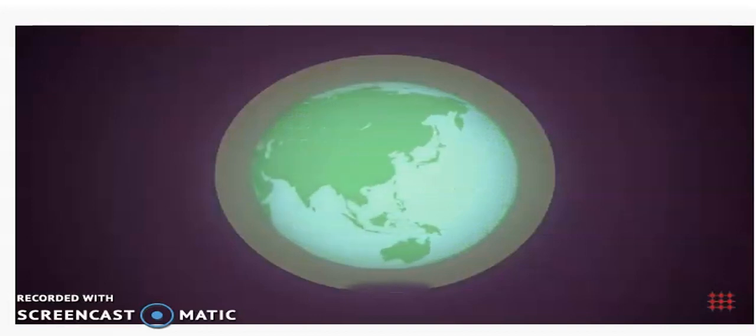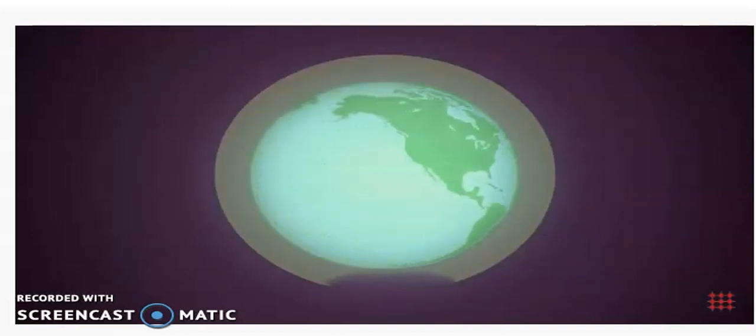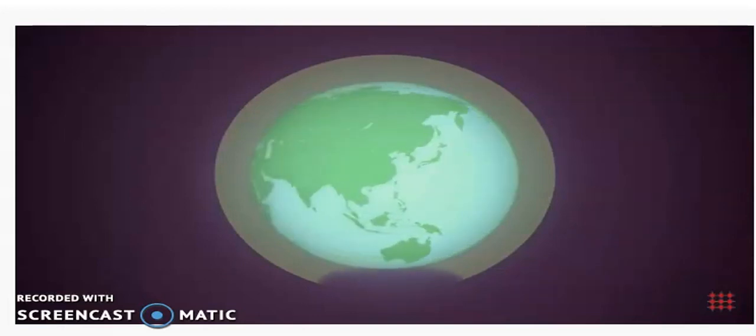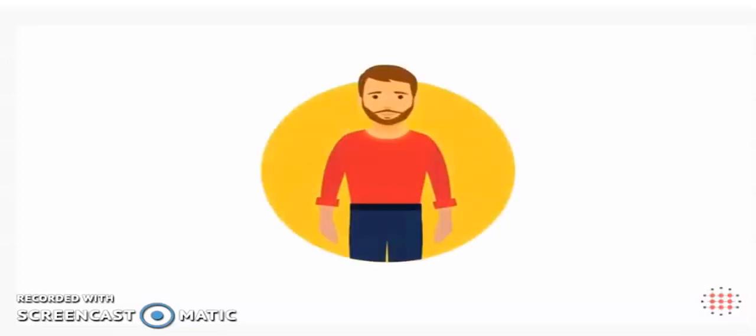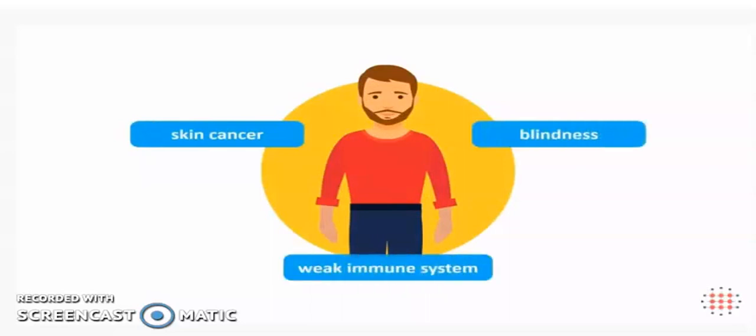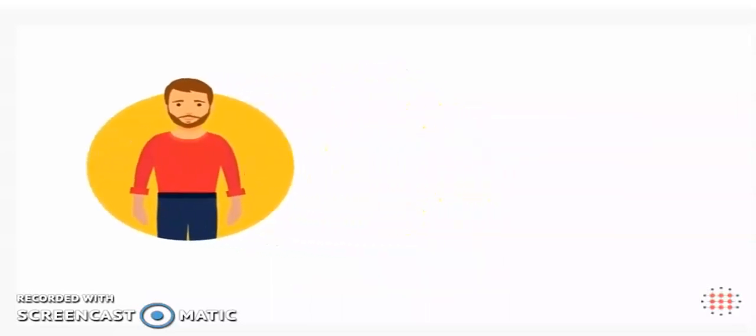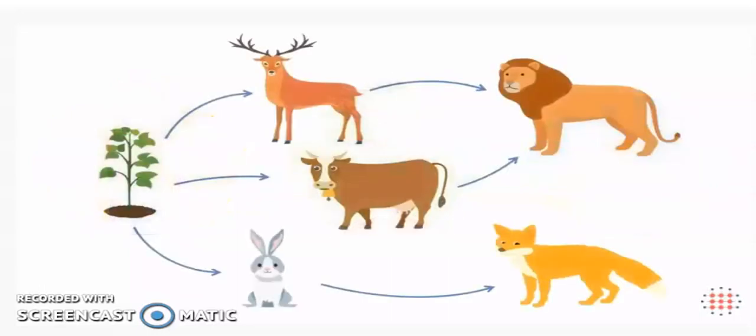As a result, the harmful ultraviolet rays penetrate through the atmosphere and reach the Earth's surface. These harmful rays may affect human health by causing skin cancer, blindness, and a weak immune system. These rays also affect plant growth and ocean life, thus disturbing the entire ecosystem.